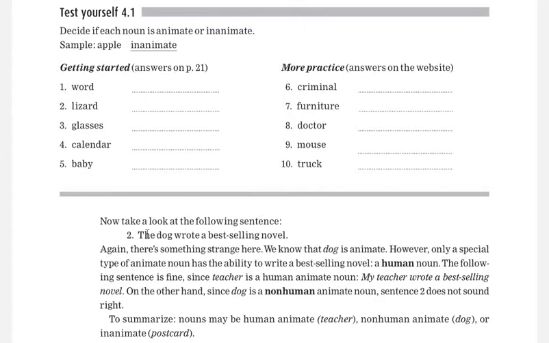There is another example: the dog wrote a best-selling novel. Can a dog write a best-selling novel? No. It means the animate nouns can be further divided into human and non-human. A human noun is a person, like my teacher wrote a best-selling novel. That makes sense. And the other is non-human. Non-human means all the animals and birds. All these are non-humans.